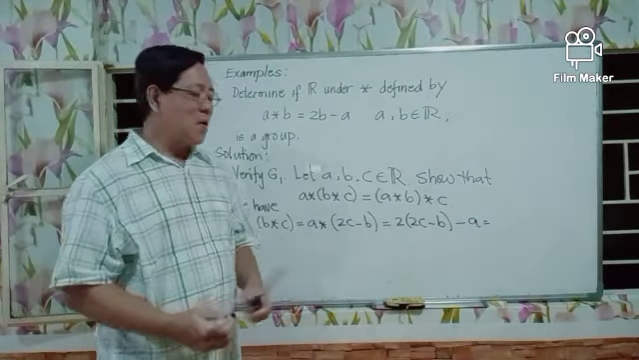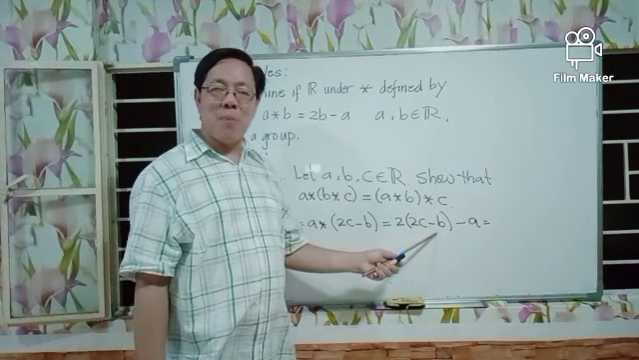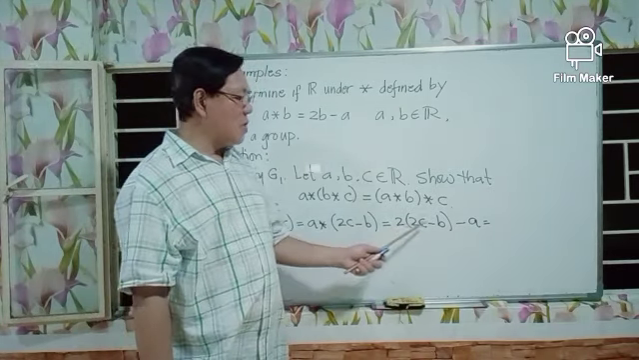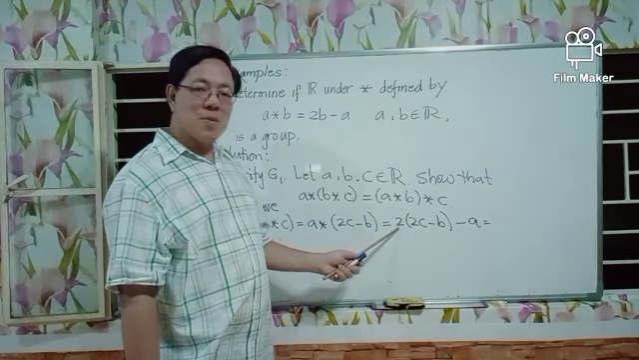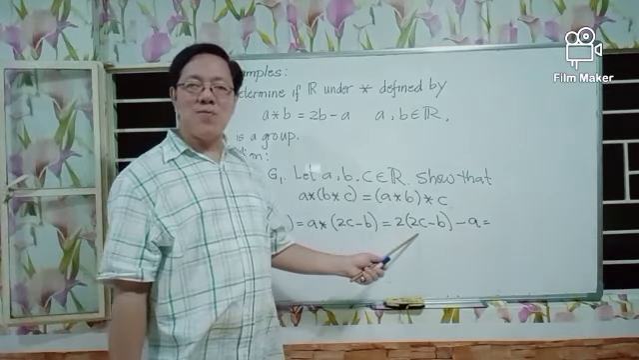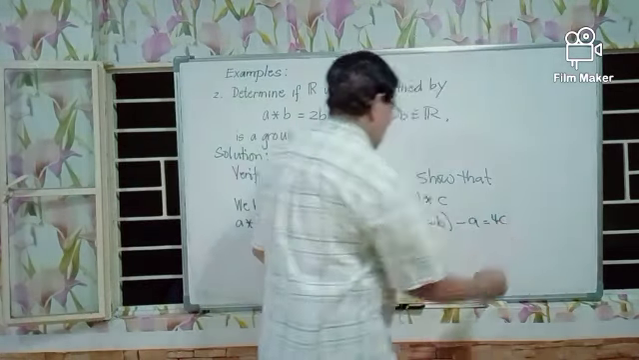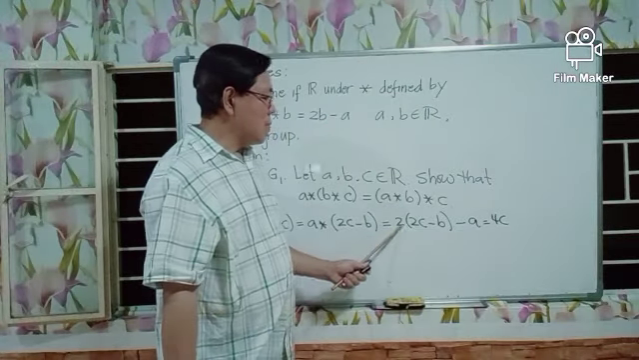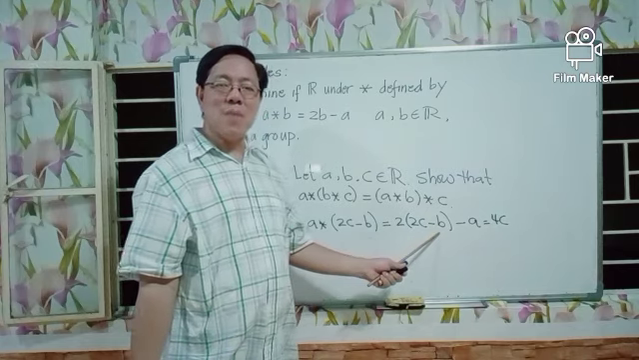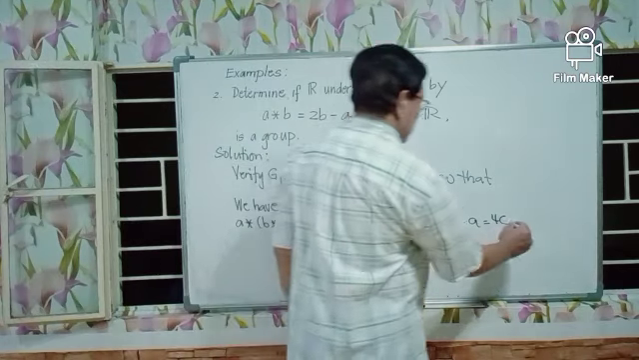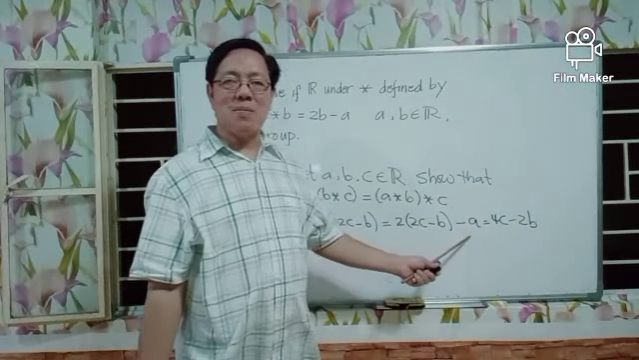And to simplify, we remove the grouping symbols by applying the distributive property of multiplication over addition or subtraction. And this gives us 2 times 2c is 4c. 2 times minus b is minus 2b. And the last term is minus a.